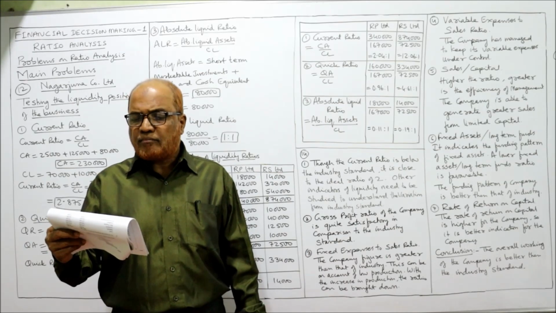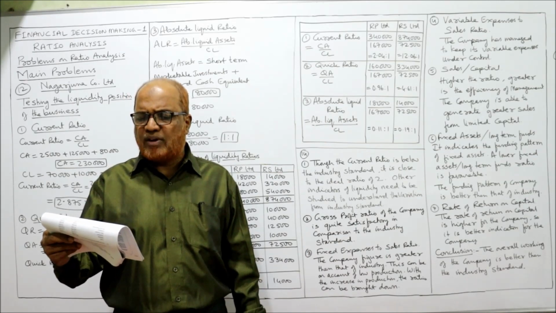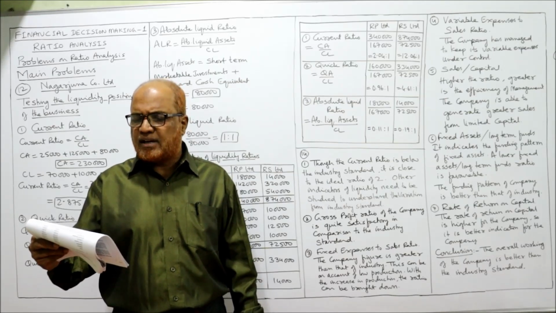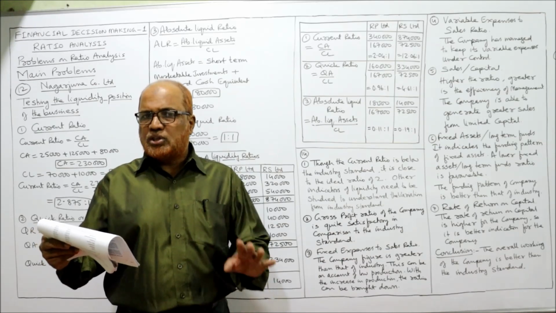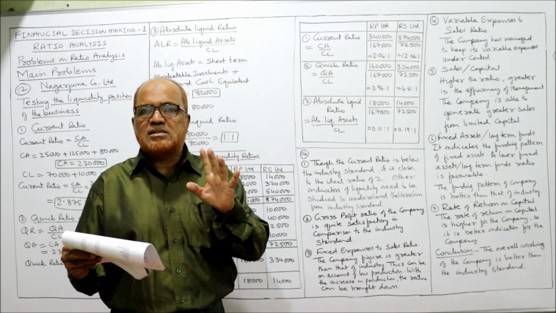Now, current ratio, gross profit ratio, fixed expense to sales ratio, variable expense to sales ratio, sales by capital, fixed assets by long-term funds, rate of return on capital. So these are the items given. For each one, ratios are given. One by one we'll discuss.